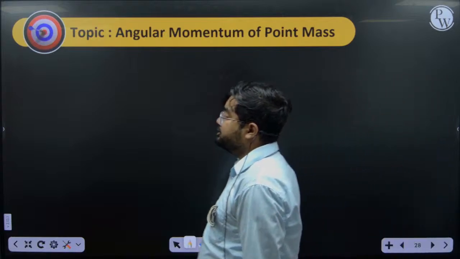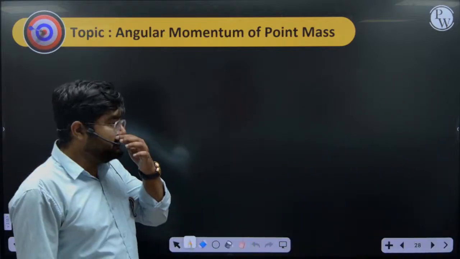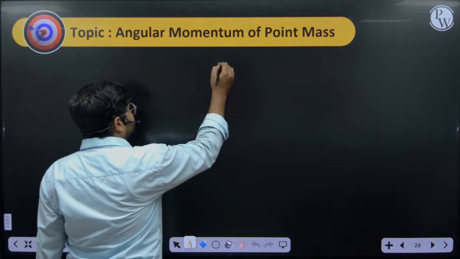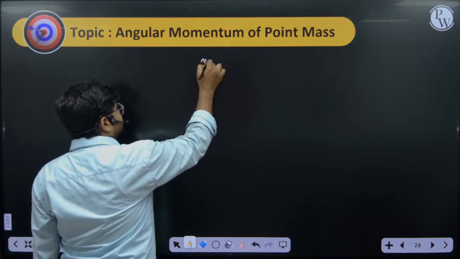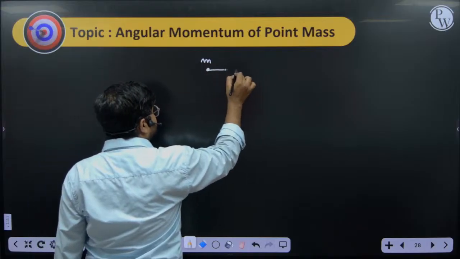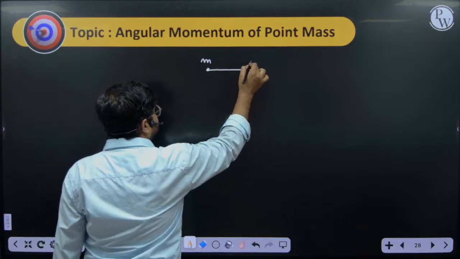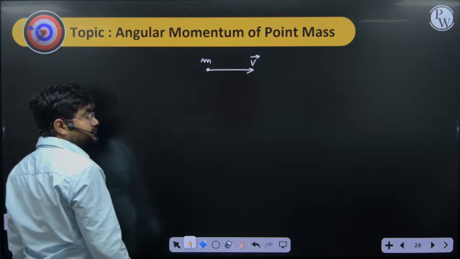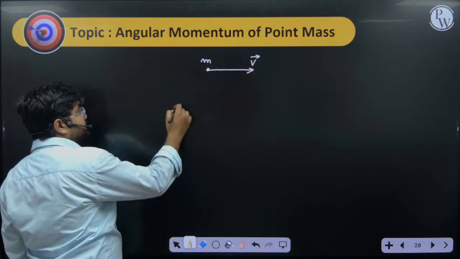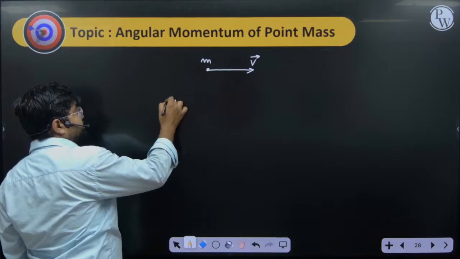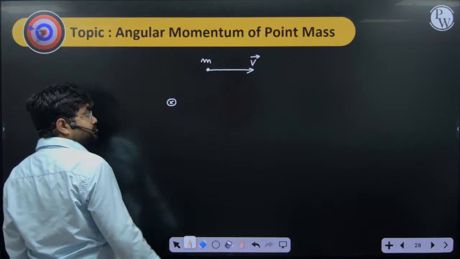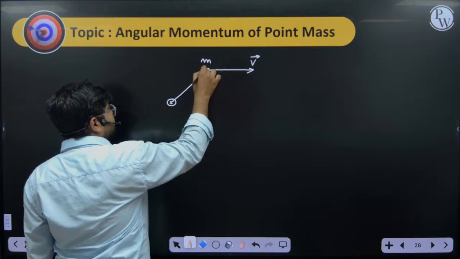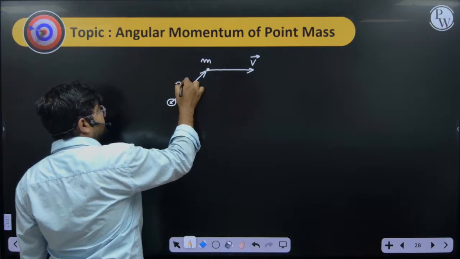Okay, next topic is angular momentum. What is angular momentum and how do you define it? Look at the board. This is mass m. Suppose it is moving with a velocity v vector. We want to find the angular momentum of this mass about this point. So this is the position vector of this mass with respect to this point.